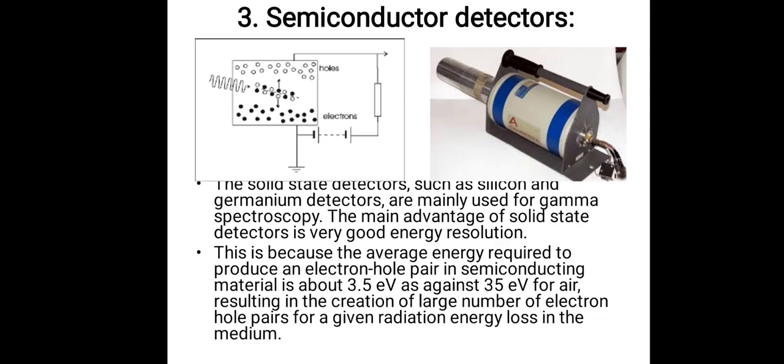Semiconductor detectors: solid state detectors such as silicon and germanium detectors are mainly used for gamma spectroscopy. The main advantage of solid state detectors is very good energy resolution. This is because the average energy required to produce an electron hole pair in semiconducting material is about 3.5 eV, as against 35 eV in air, resulting in the creation of a large number of electron hole pairs for a given radiation energy loss in the medium.